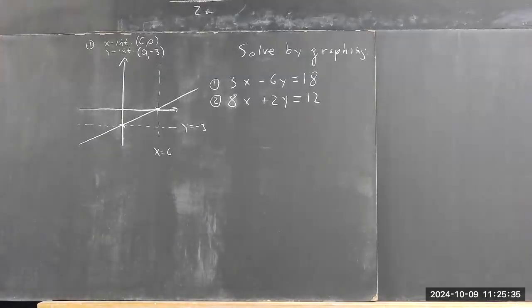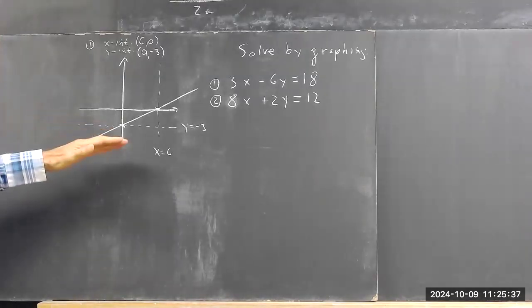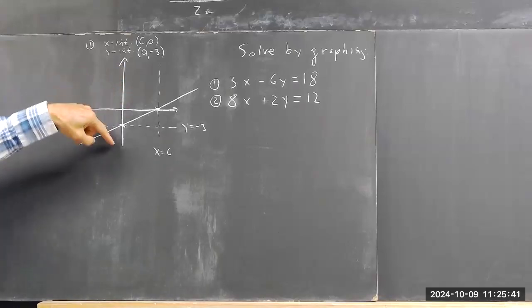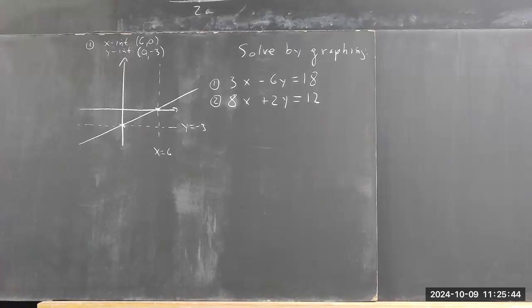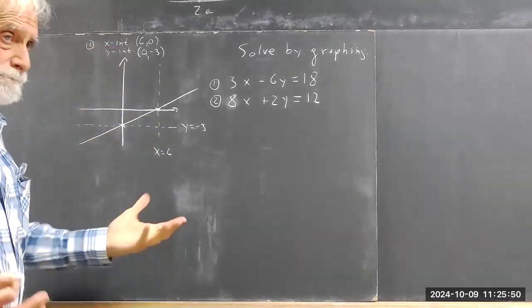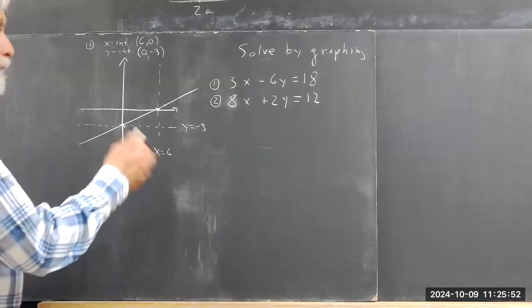Okay. Now, I think in one case, the line had the right slope. It might have been too high. It might have used (0, 3) instead of (0, negative 3), which would have led to an incorrect solution, but that would be easy to do right the next time.